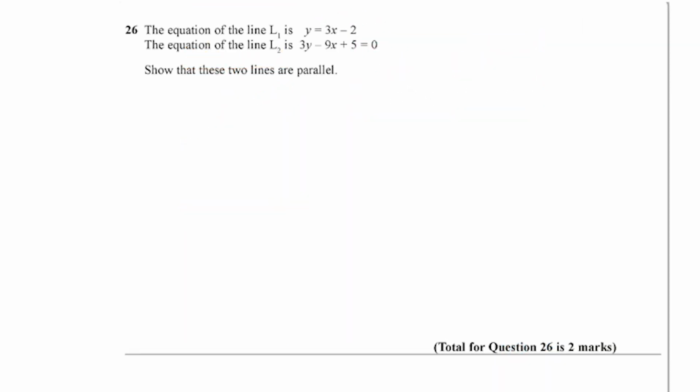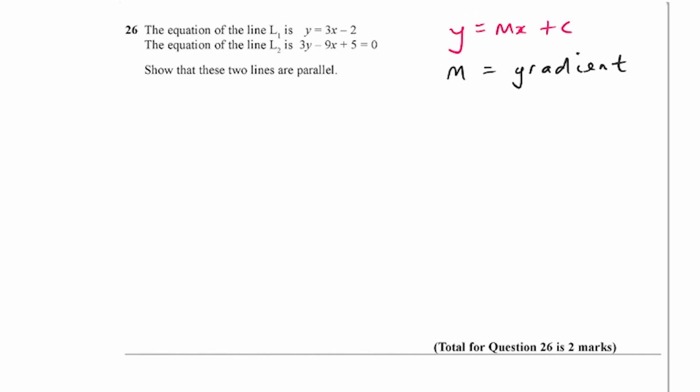Question 26, the equation of line L1 is y equals 3x minus 2, and the equation of line L2 is 3y minus 9x plus 5 is equal to 0. Show that these two lines are parallel. Right, this is all to do with graphs of equations, and that is to do with y equals mx plus c. That is just the general way that we describe the graph of an equation, and that m, the letter m there, is the bit that represents the gradient. In other words, how steep the line is.